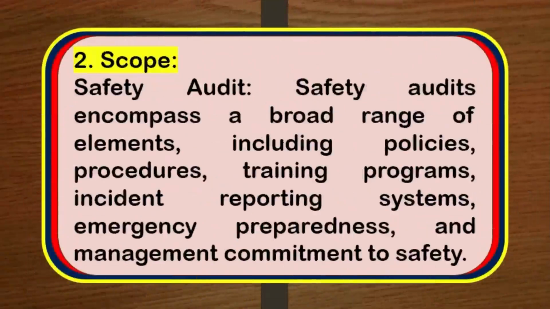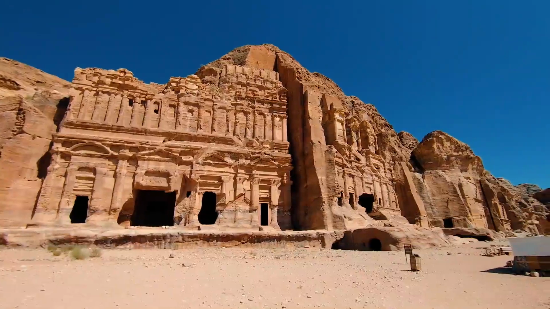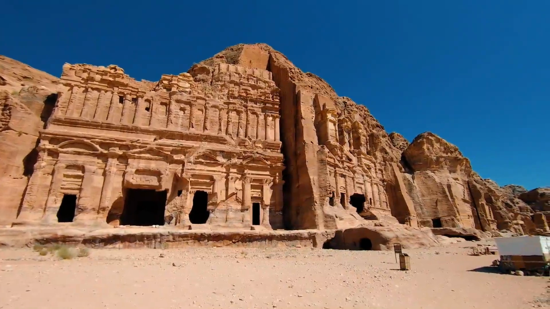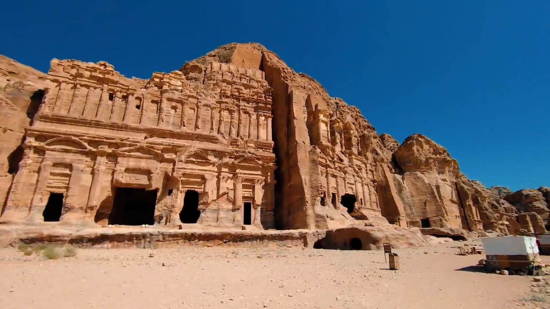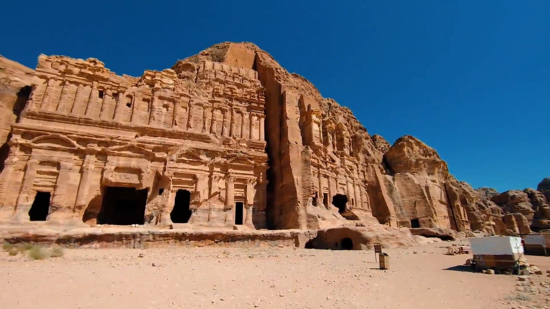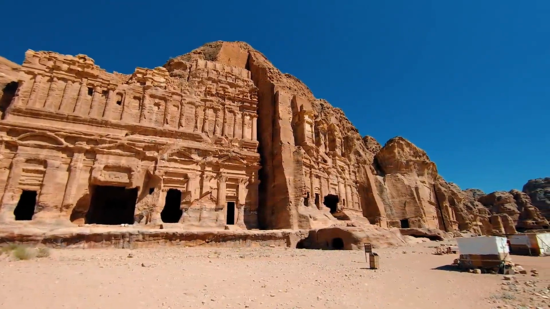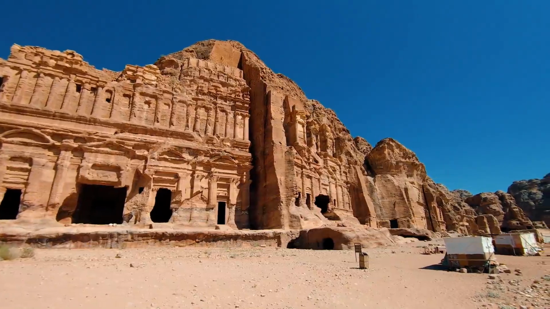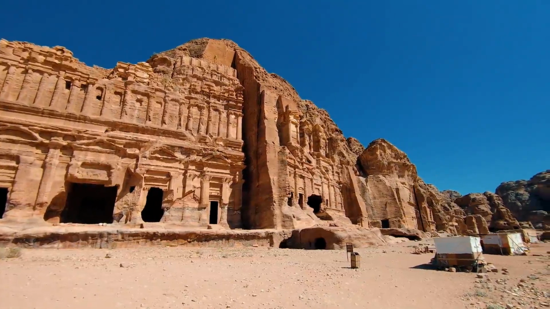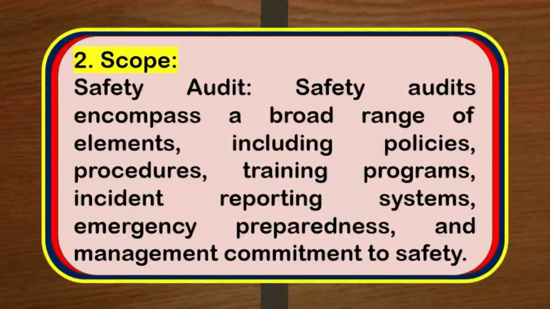Point number two, scope. Safety audits encompass a broad range of elements, including policies, procedures, training programs, incident reporting systems, emergency preparedness, and management commitment to health and safety at work.